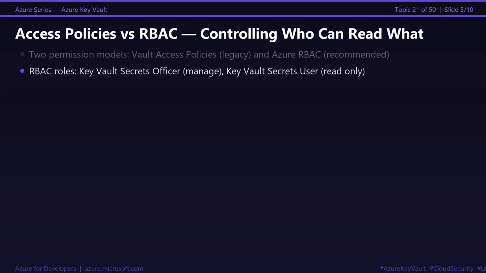Here is the real-world pattern. Your app service managed identity gets Key Vault Secrets User on the specific secrets it needs. Your operations team gets Key Vault Secrets Officer to rotate and add secrets.